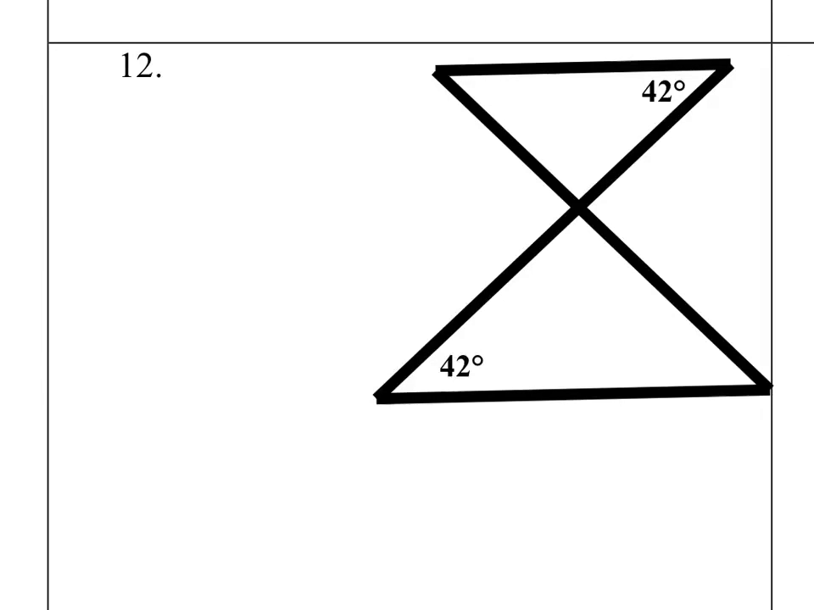This one clearly has two similar triangles because we have these two vertical angles which are congruent. And since we already have these 42-degree angles which are congruent, automatically we know that this third angle also would be congruent to this third angle. Therefore, these two triangles are similar.